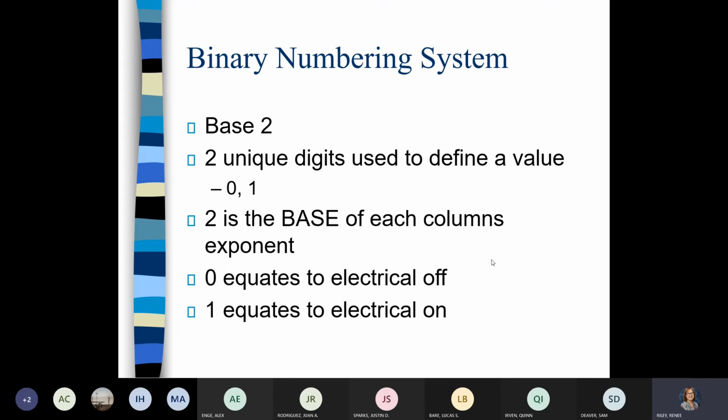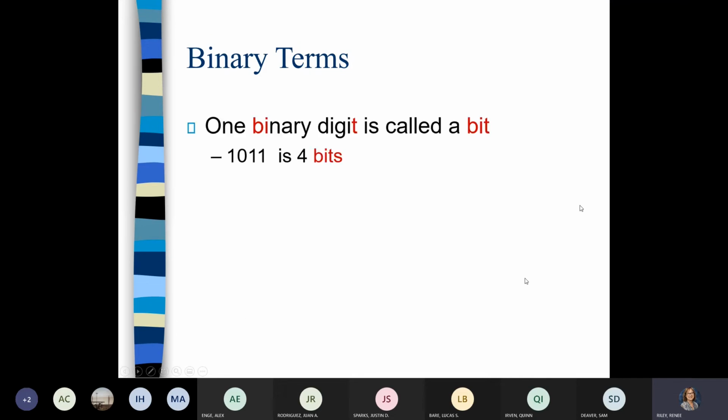So what's base 2 and how is that different? Well, base 2 or binary, we only use 2 digits to define a value. Our 2 digits are 0 and 1. 2 is the base of each of our columns. And again, this works really well with electronics because we could say a binary 0 is when the RAM is off, it doesn't have power. And binary 1 is the electricity is on, it does have power. So we can equate binary to electricity states very easily.